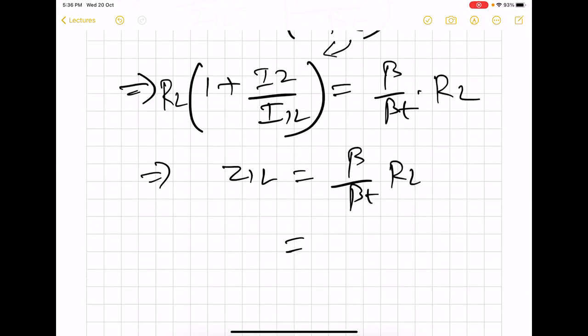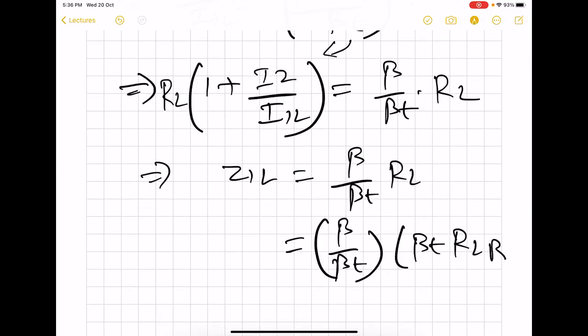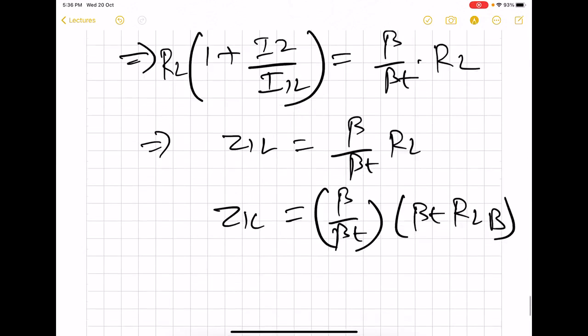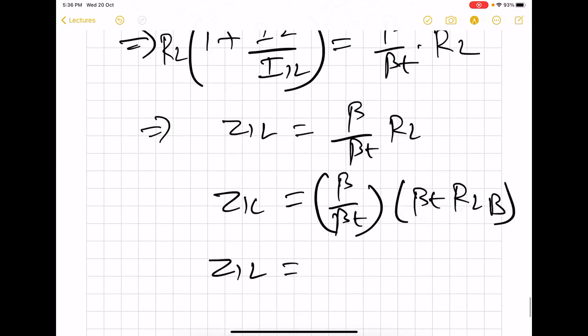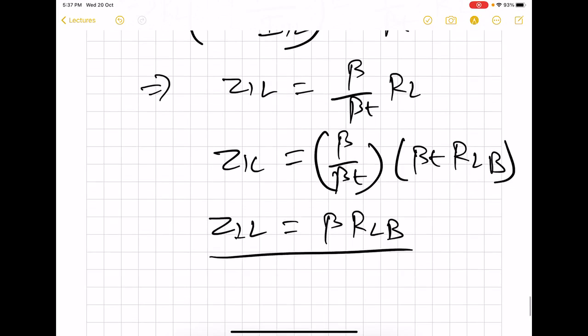But RL we know that is beta T into RLB. So the load perceived by the main power amplifier and lambda by 4 line together is beta RLB. So here we see that load modulation is taking place for the upper drive region because of the auxiliary power amplifier, and it is varying linearly with the input.